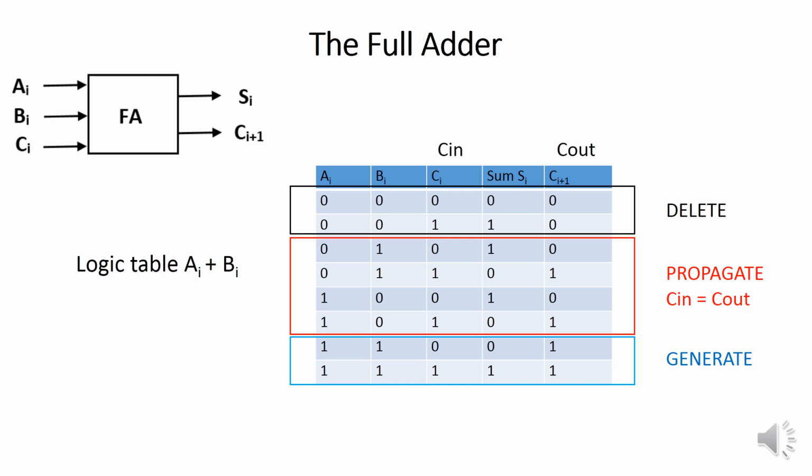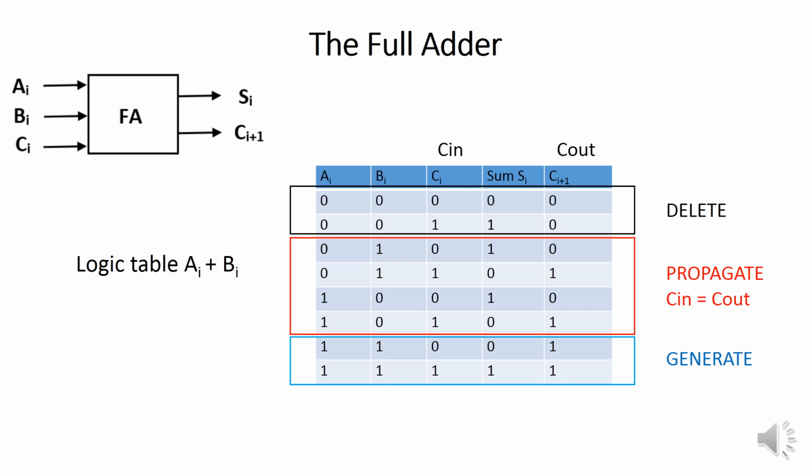The carry propagate scenario is the one delineated in the second square. Note that the values of the carry in and the carry out are the same: 0, 1, 0, 1, 0, 1, 0, 1. These are the conditions under which, independently of what is the value of the carry in, the same input carry is propagated to the output.